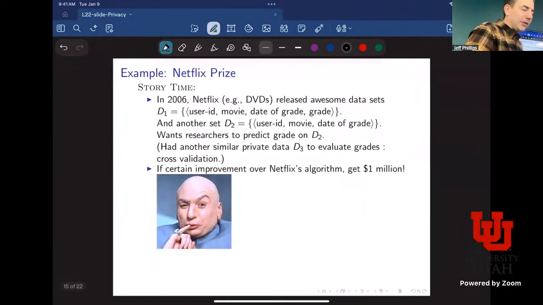Okay, and so they released this and said if there was a certain improvement in Netflix's algorithm, the winner would win $1 million, right? So it was 20 years ago, $1 million was a lot, but this was more important than the actual money. This was actually a super important point for data science in general.